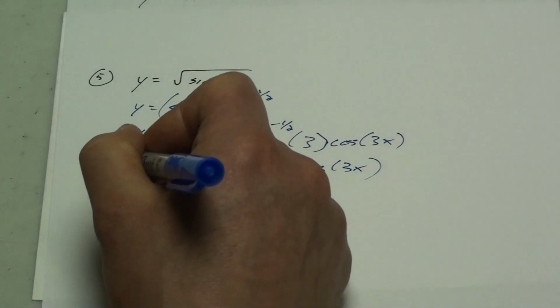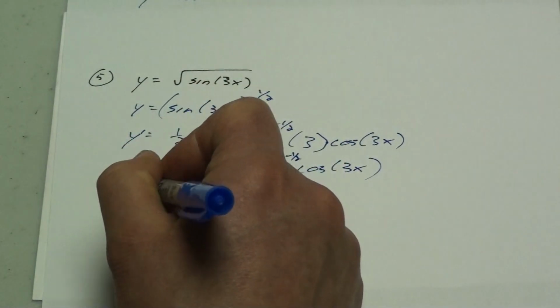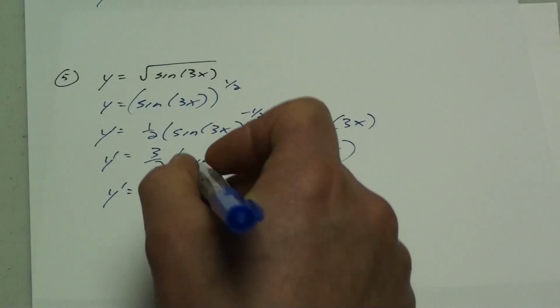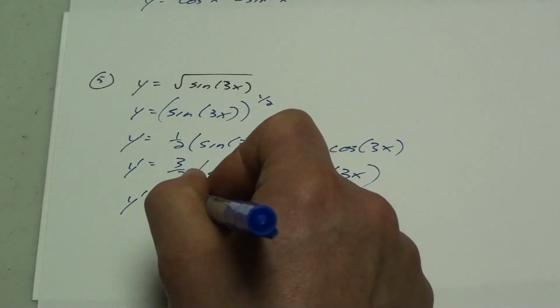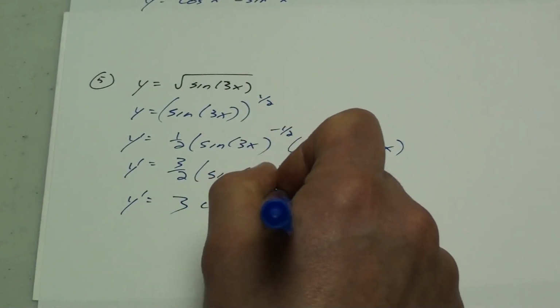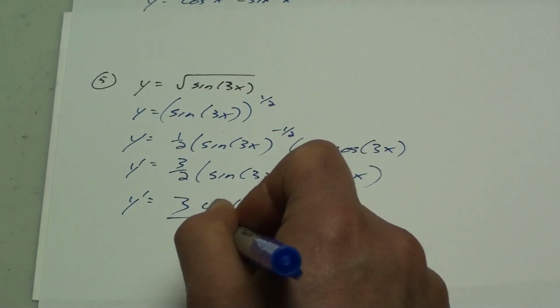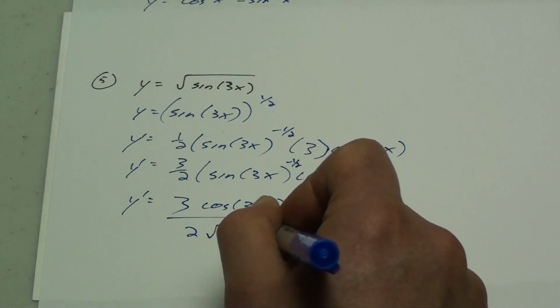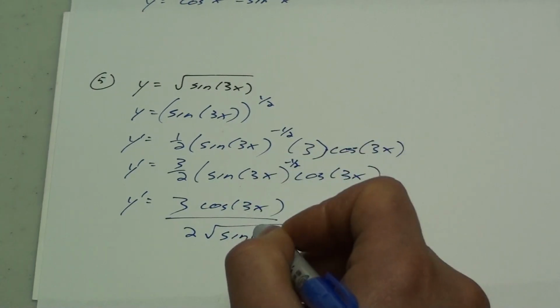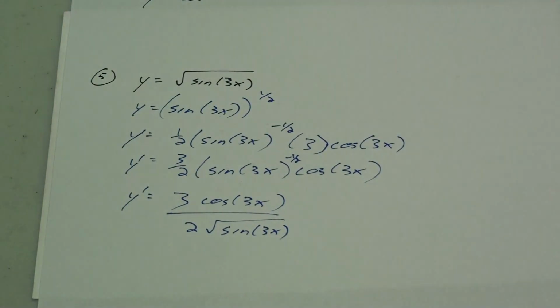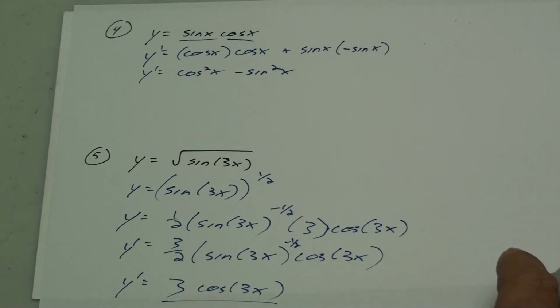So your derivative in this case will become, if I want to get rid of that negative exponent, I have to take it down to the denominator. 3 cos 3x over 2 square root of sine 3x. So the negative 1/2 becomes 1 over the positive square root. Okay, but you may or may not be asked to do that, depending on the question.